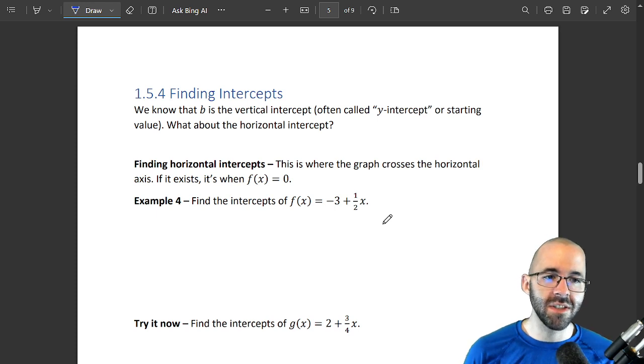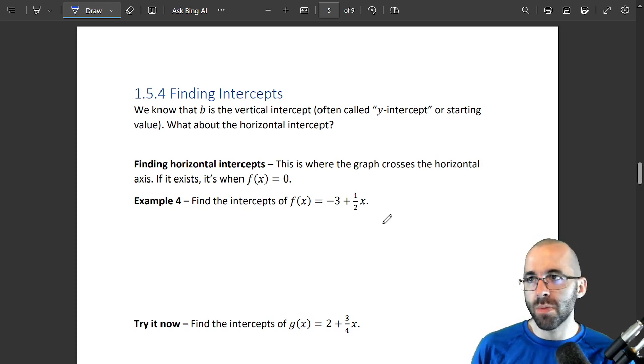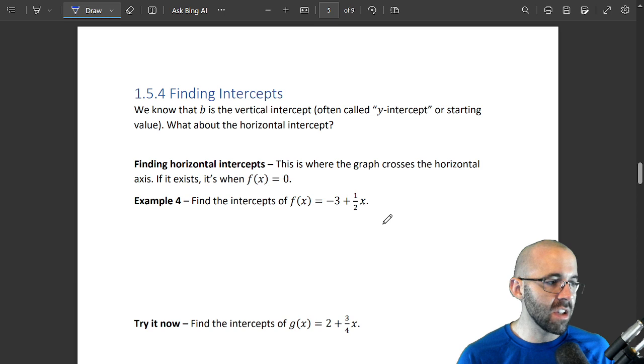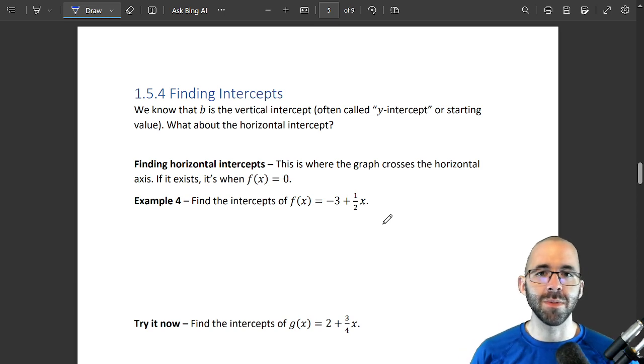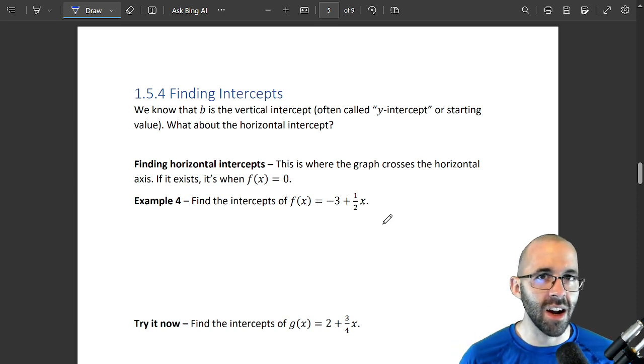Hopefully that answers your questions on how we can use slopes visually and intercepts visually to get a picture of what something's going to look like. In the next one, we'll do some more algebra on how to find the intercepts without the graph.